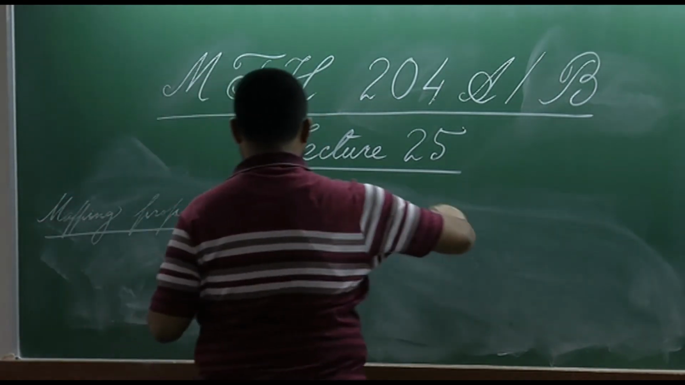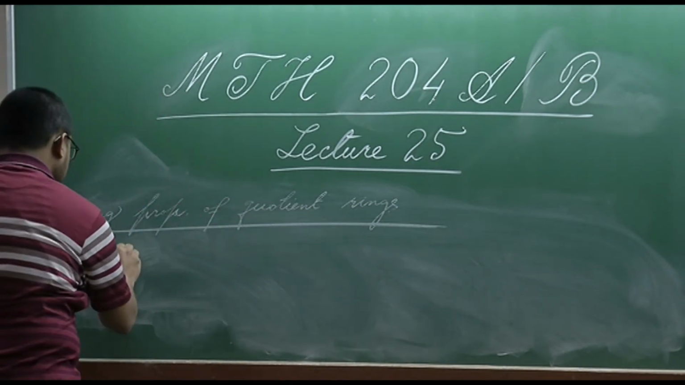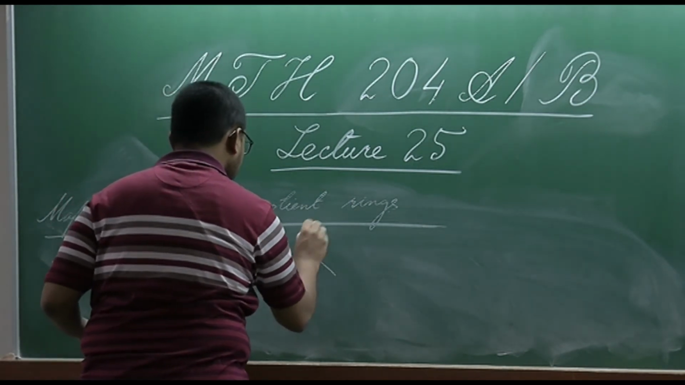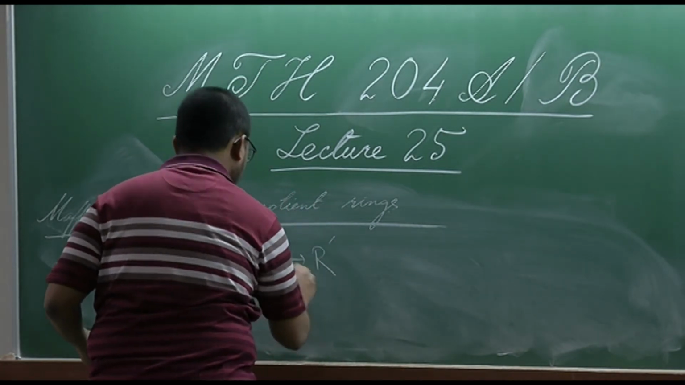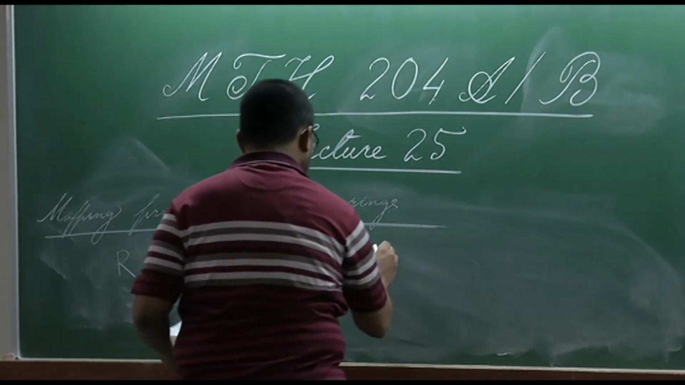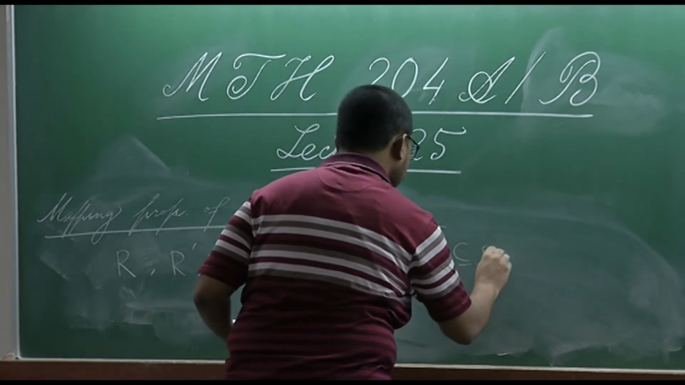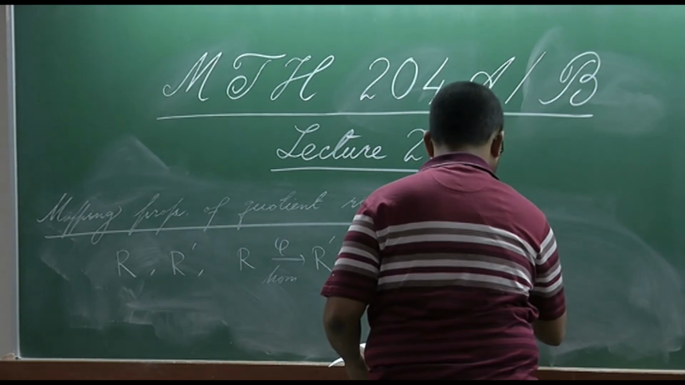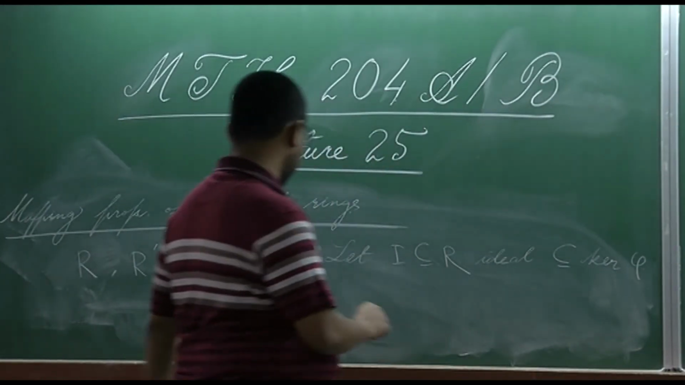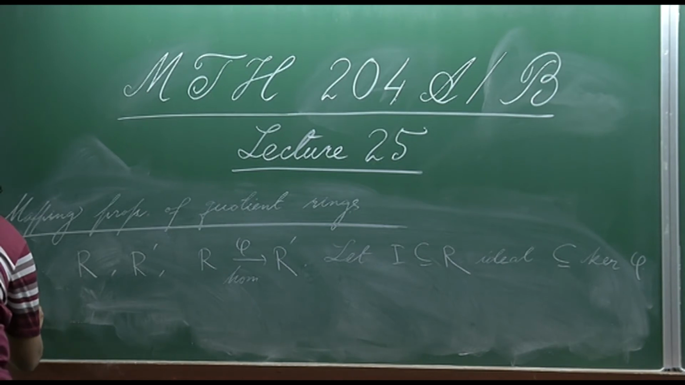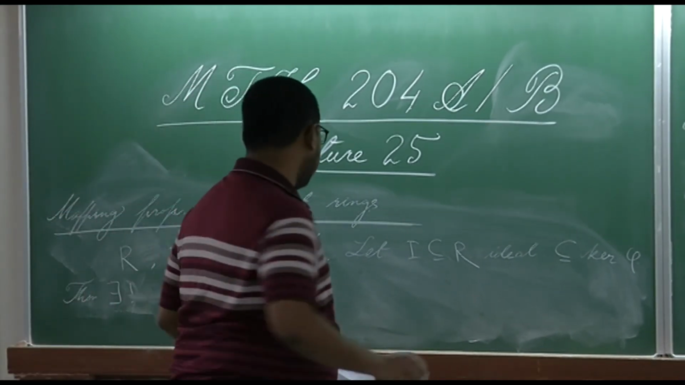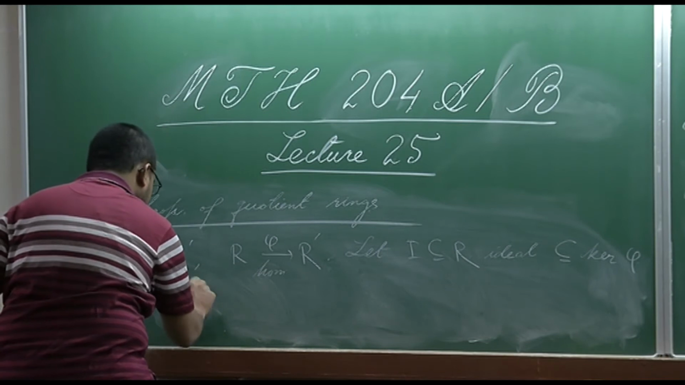What is it called? So suppose we are given two rings R and R prime and a ring homomorphism phi from R to R prime, and let I be an ideal contained inside the kernel of phi. Then there exists a unique ring homomorphism phi bar that makes this diagram commutative.